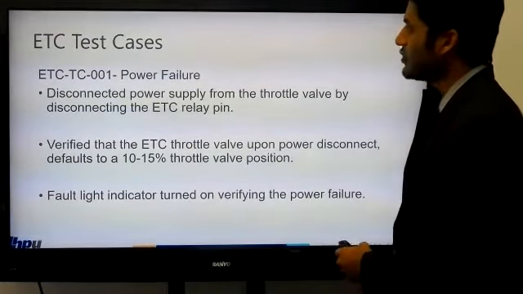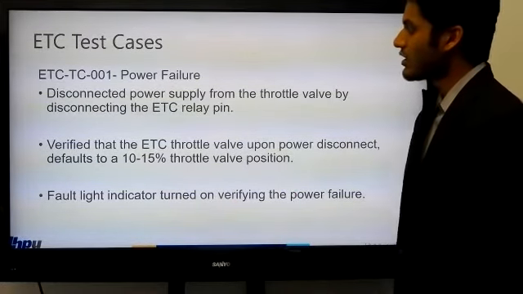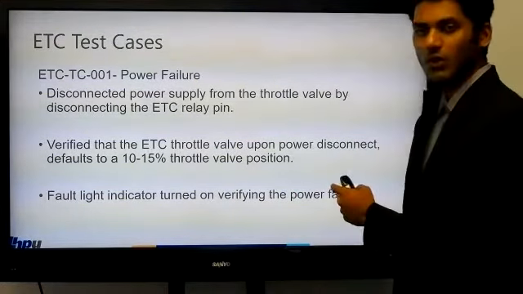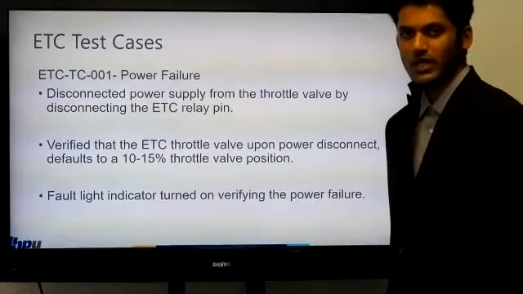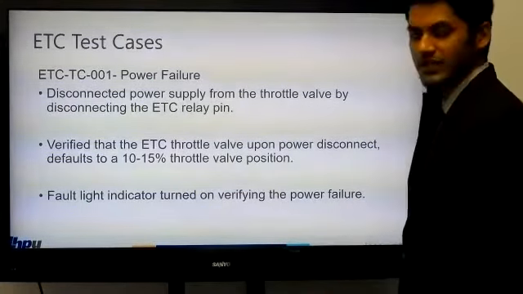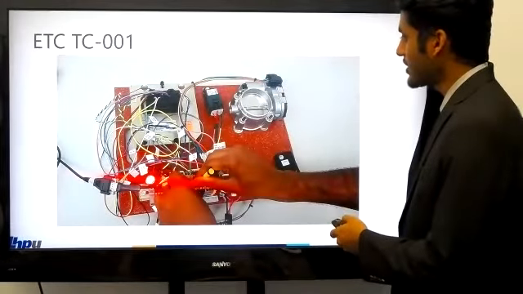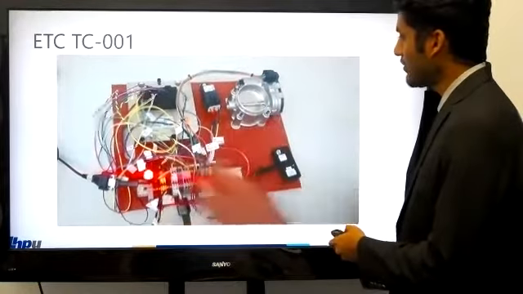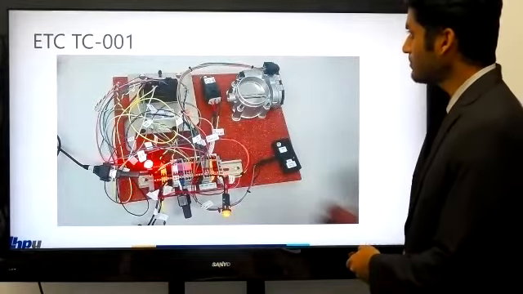So we performed 2 ETC test cases. The first test case was power failure. We disconnected the power supply from the throttle valve by disconnecting the ETC relay pin. This turned on the fault indicator lamp, verifying the power failure. So this is a video of us doing the power failure test. When we disconnected the ETC relay pin, the fault light indicator turned on.